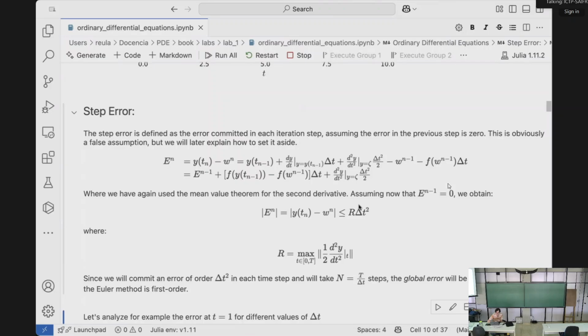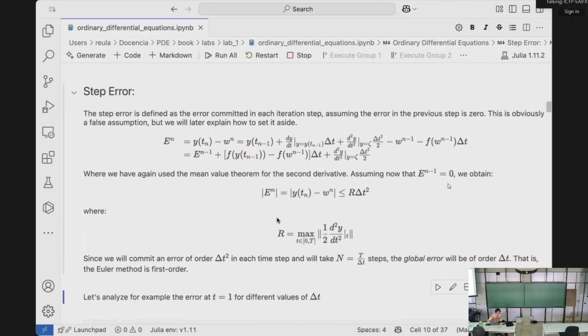So if we assume that the error in the previous step was 0, then we will see that the error in the new step will be order delta t squared. That is, the next step, if I try to use a delta t half as long as I used before, then the error will be a quarter of what it was before.